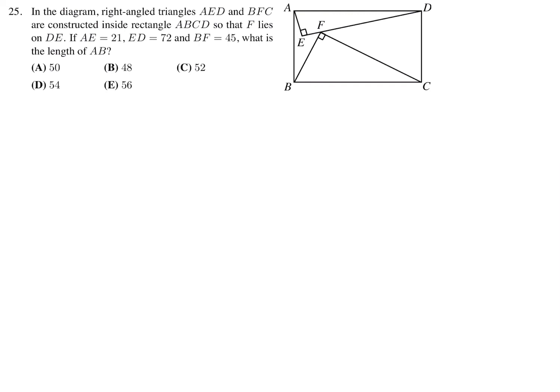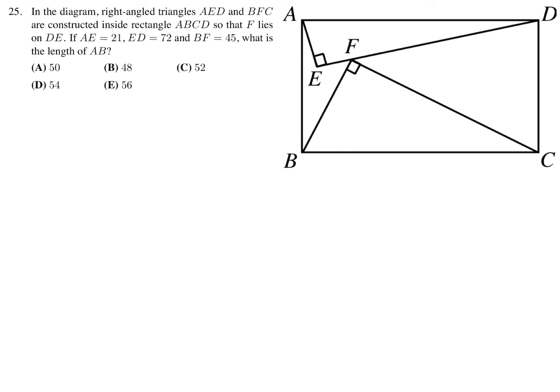In the diagram, right-angled triangles AED and BFC are constructed inside rectangle ABCD so that F lies on DE. If AE is 21, ED is 72, and BF is 45, what is the length of AB?